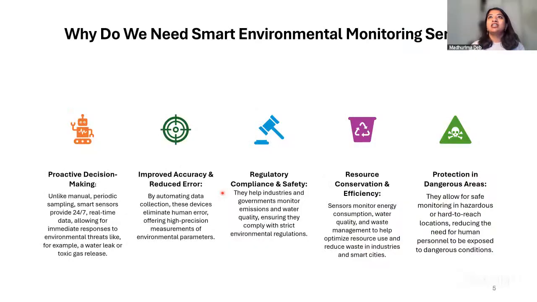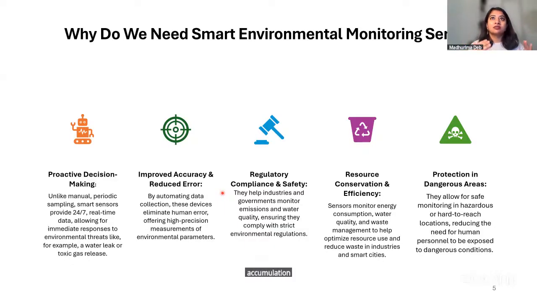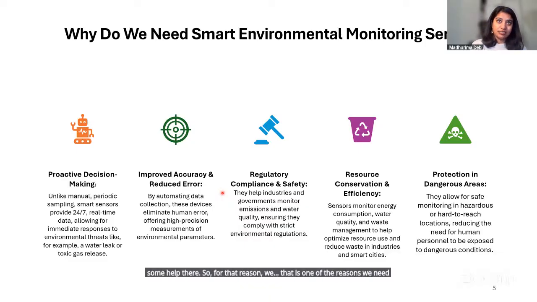Not do real-time data analysis or real-time data accumulation also. This is something that has gone beyond what is humanly possible. I think we need some help there. So for that reason, that is one of the reasons we need these kind of sensors.